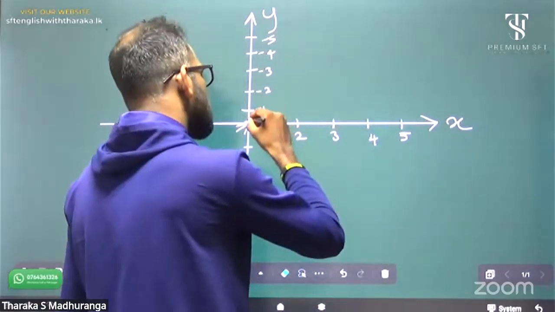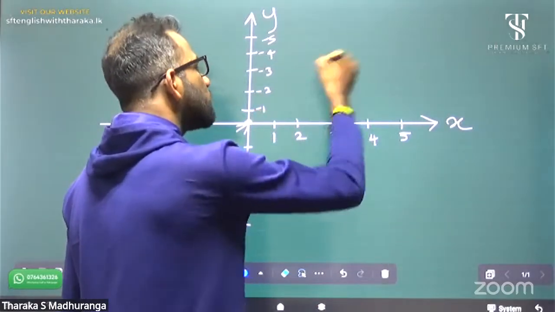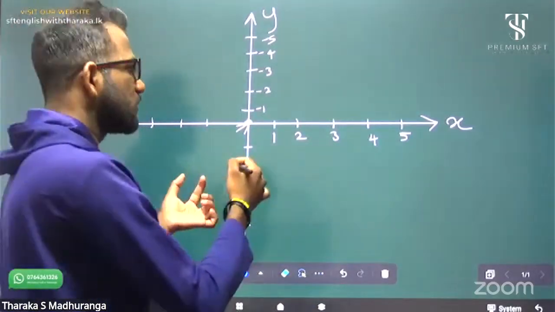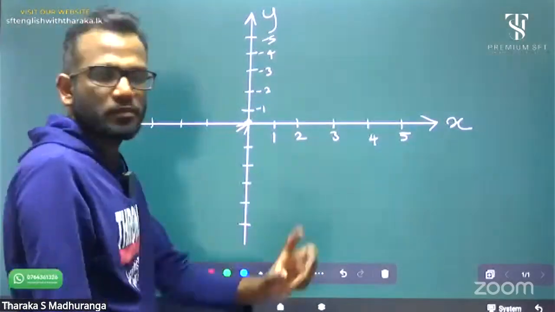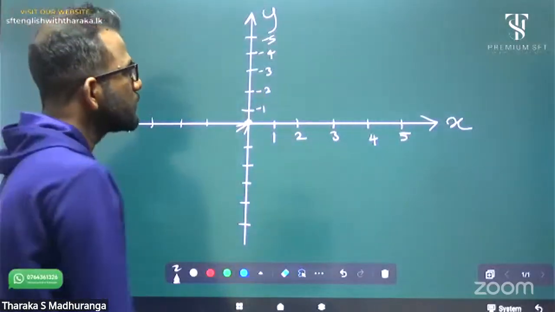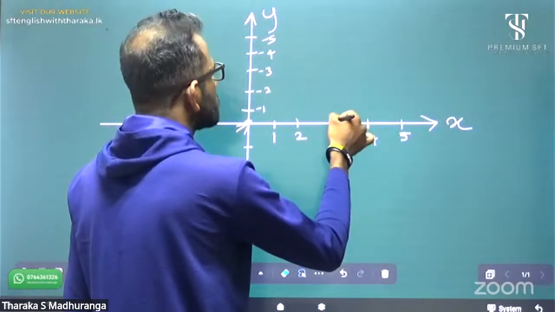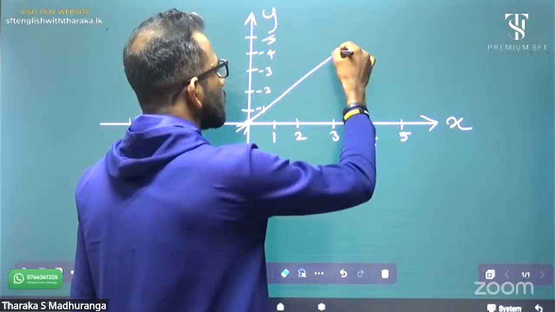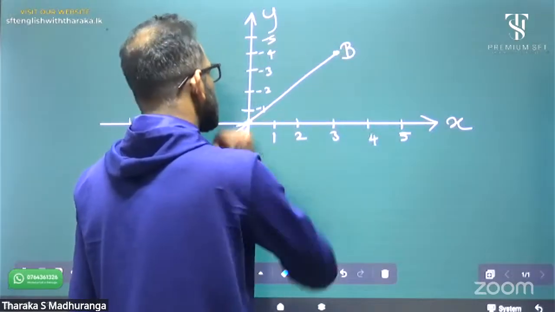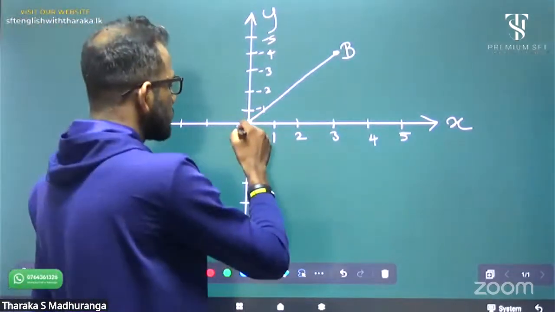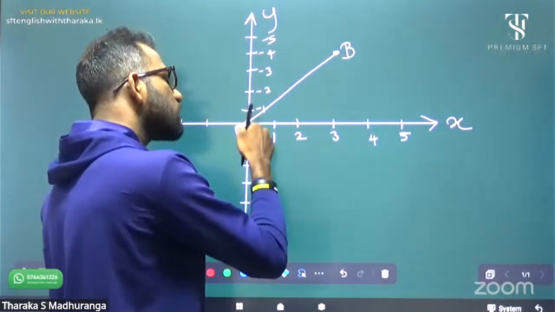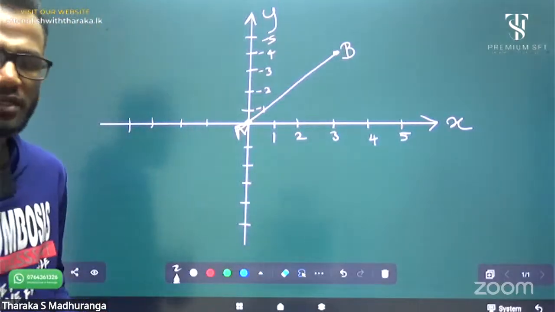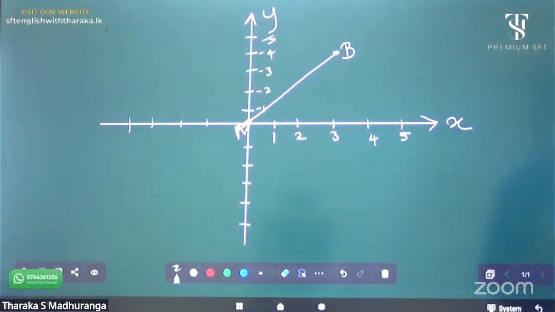If you have a straight line or two points on this Cartesian plane, the distance of two points means a straight line, right? Think it is this point and this point. This is B and this is the straight line AB. What are the coordinates of point A? I need the coordinates of point A.